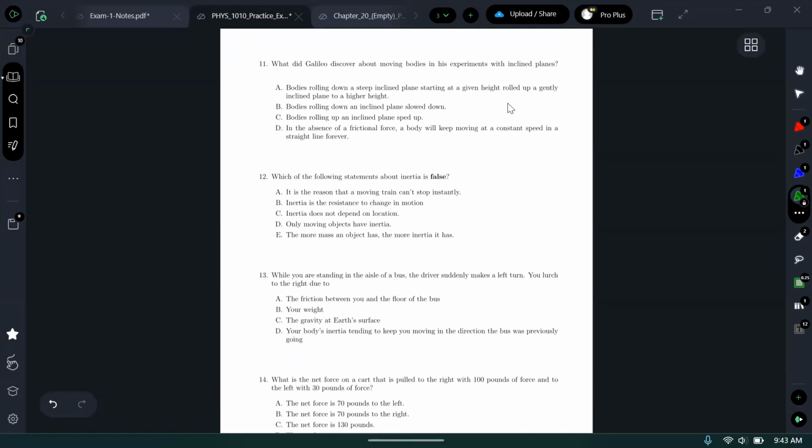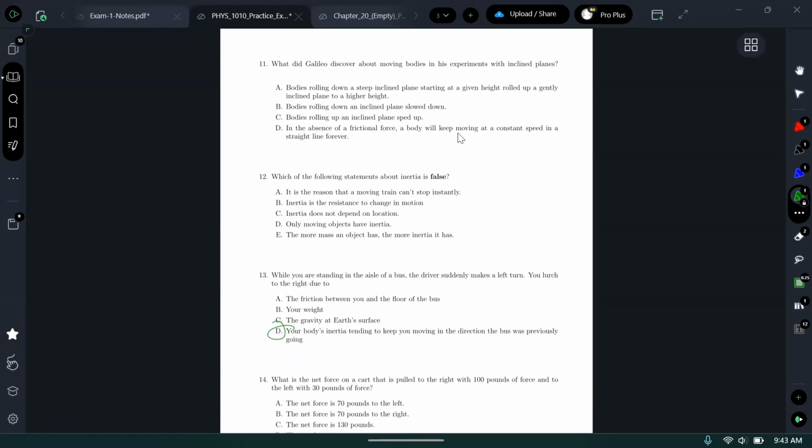When you're in the aisle of a bus and the driver takes a left turn, why do you shift to the right? Without looking at the answer choices, just tell me what you're feeling. Your body wants to keep going straight. Yep. And what do we call that property? Inertia. Mm-hmm. So it's choice D.